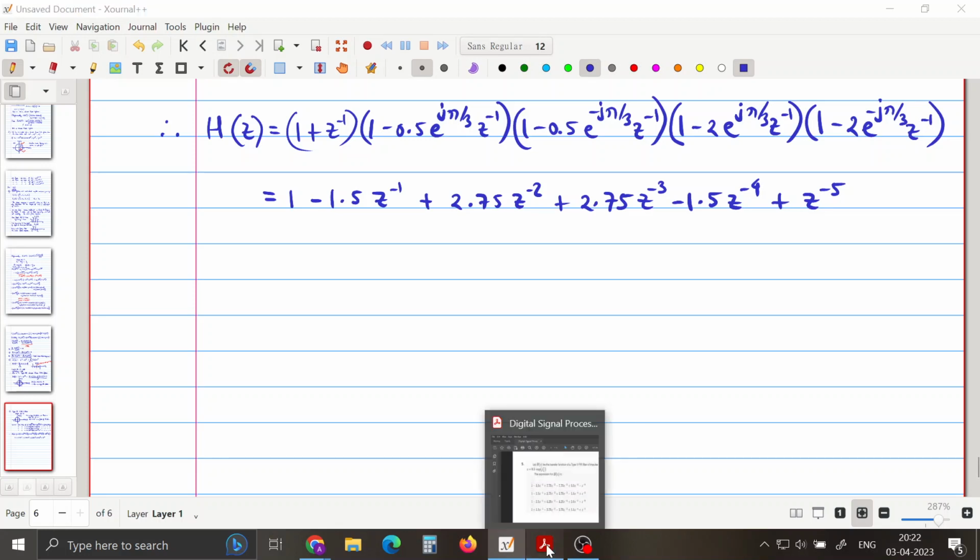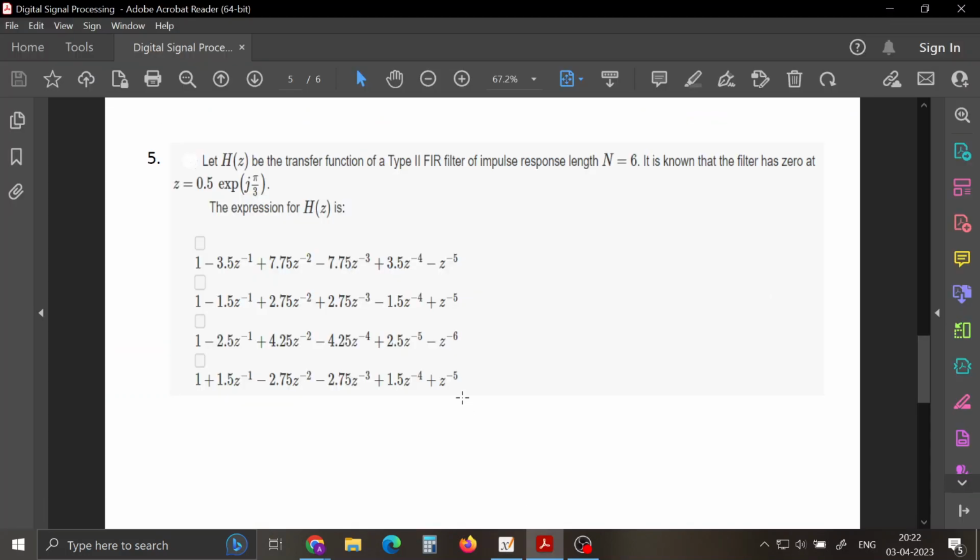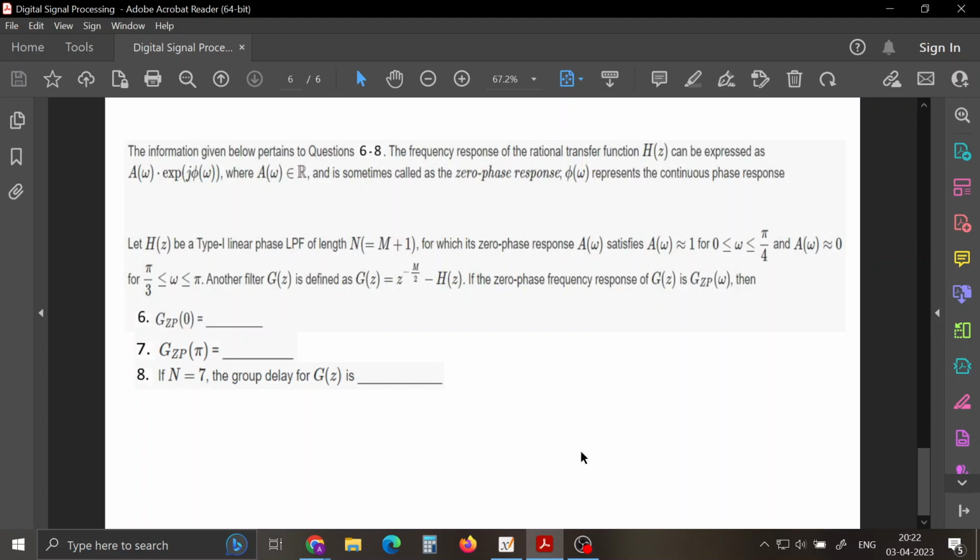Okay, great. So hopefully this was clear. Now, going to the last three problems. This is a numerical answer type question. You are often given these kinds of questions in the assignments, so I thought of discussing one numerical answer type question here. The given information pertains to questions 6 to 8.